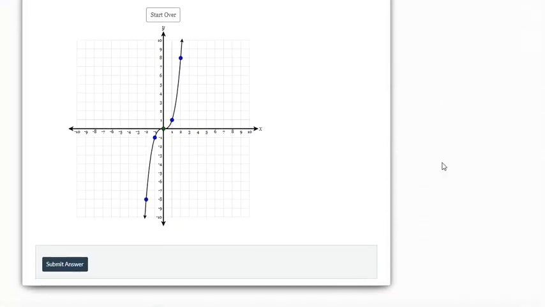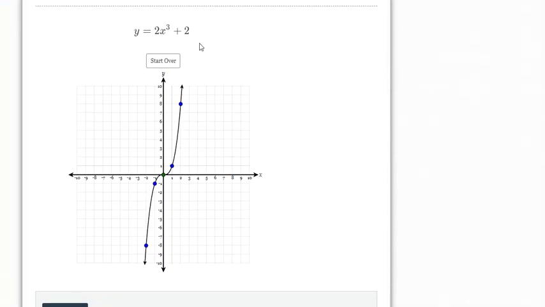All right, here's another one. This one is a cubic, x cubed. And we notice that the first thing is the times 2 on the outside is going to be, again, a vertical stretch up 2. And then a +2 on the outside is going to move it up 2. So let's handle the actual stretching of 2 first.